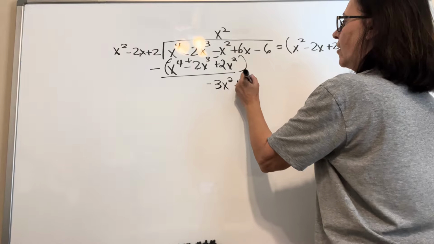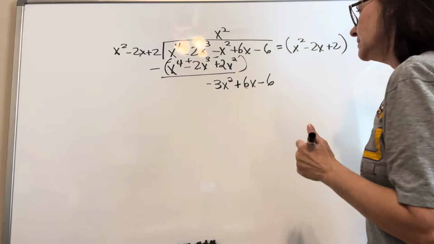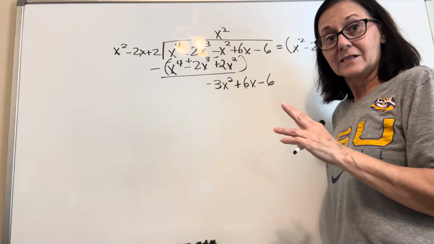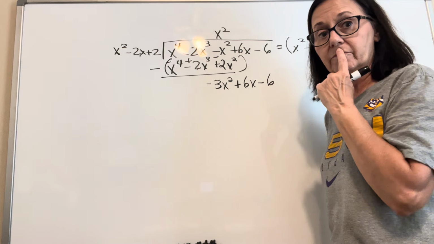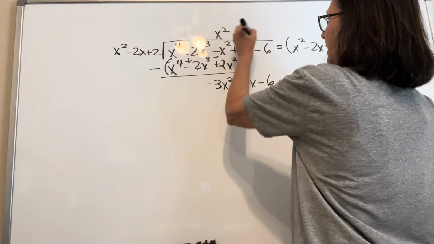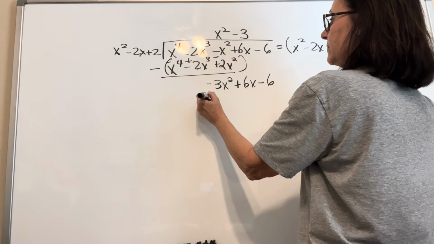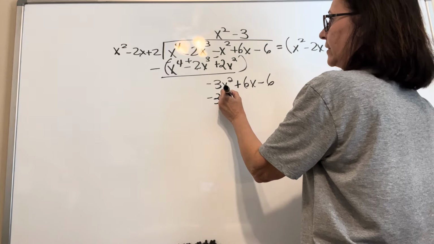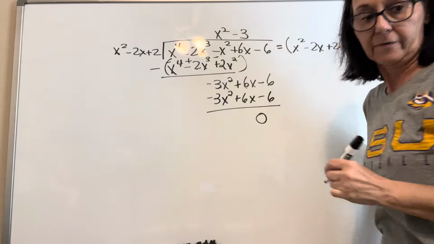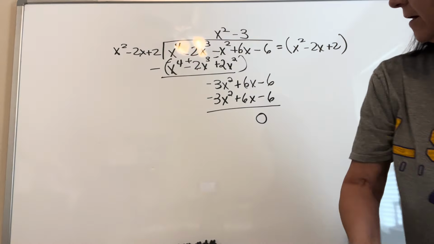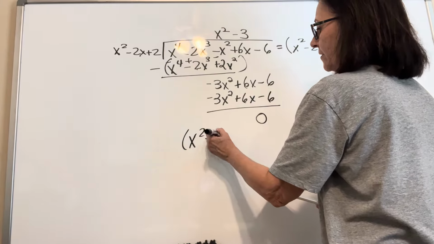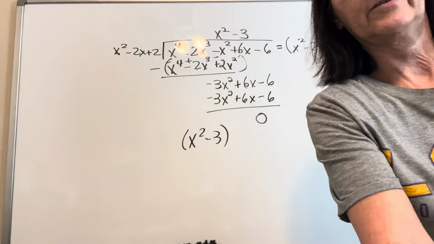I think I'm going to bring down all the rest of the terms because maybe, we'll see, maybe this will be it. Because I know that that's a 0, I should have a 0 as my remainder. So this is going to be minus 3x squared plus 6x minus 6. Yeah, and I have a remainder of 0. All right, so we know x squared minus 3 is going to be a factor.